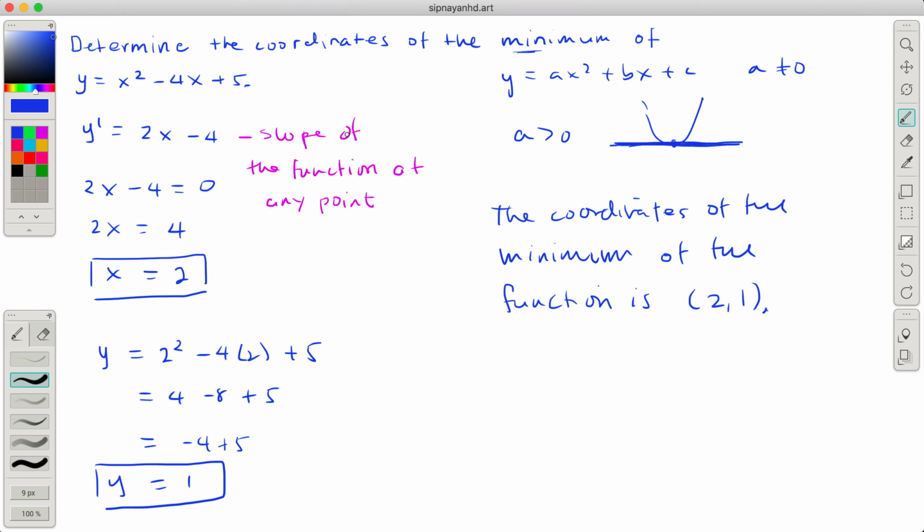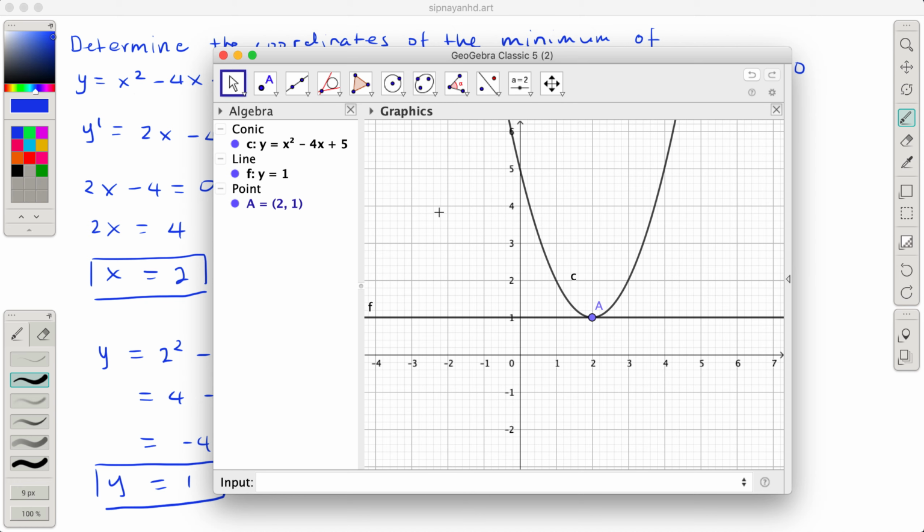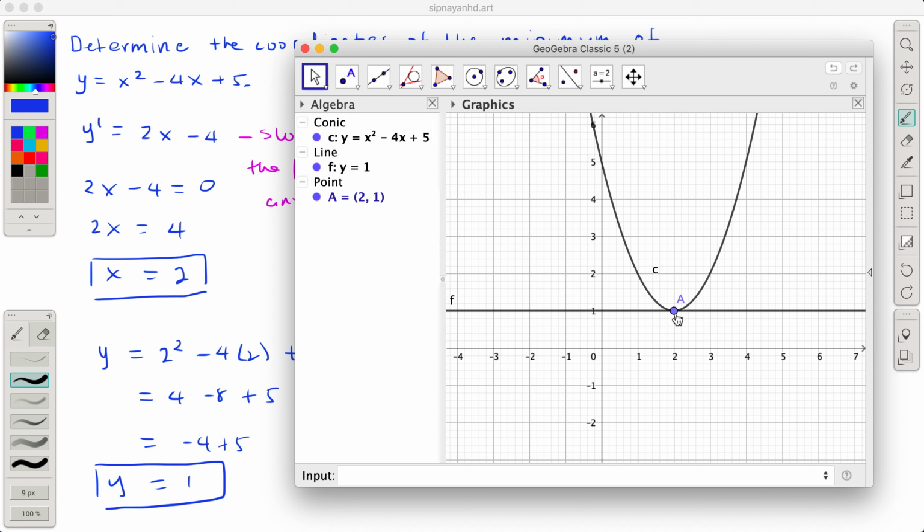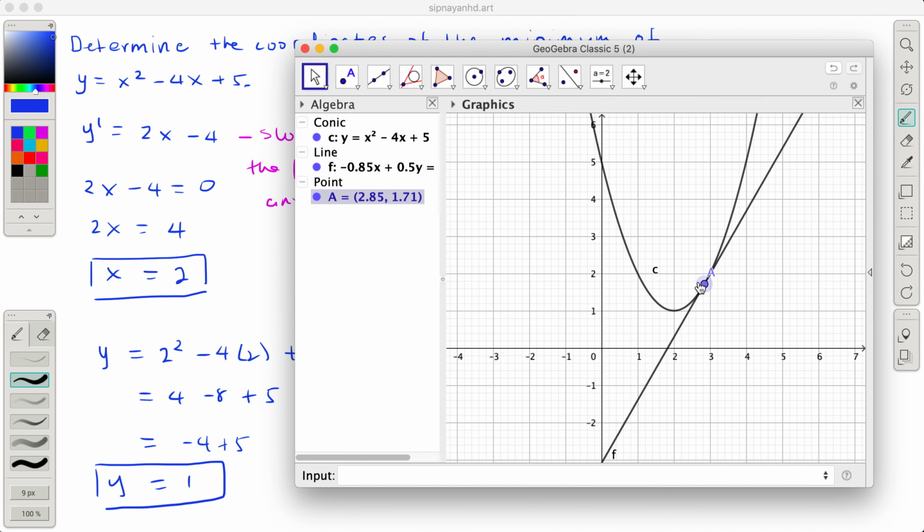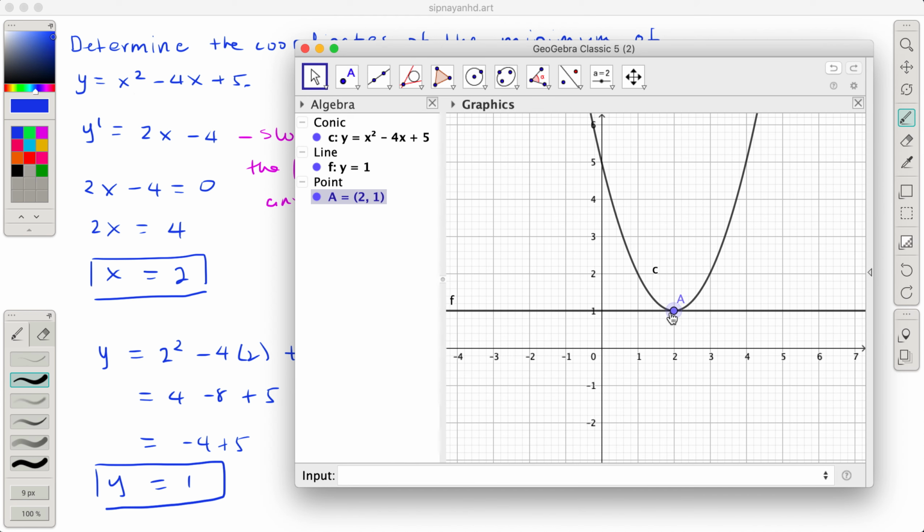Remember, yung y prime is the slope of the function at any point. At hinahanap natin yung slope na 0, kaya natin siya inequate. So, nakita natin na ang slope ay 0 sa 2, 1, sa point where the coordinates are 2, 1. Siyempre, pag nilipat natin yung point, may iba rin yung slope ng kanyang tangent line. At this particular point sa 2, 1, ang slope niya ay 0.